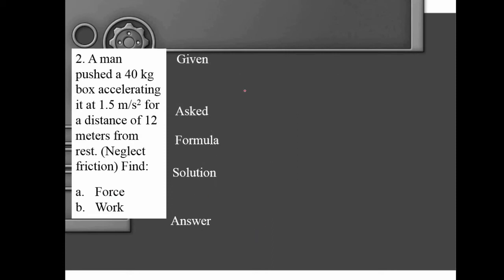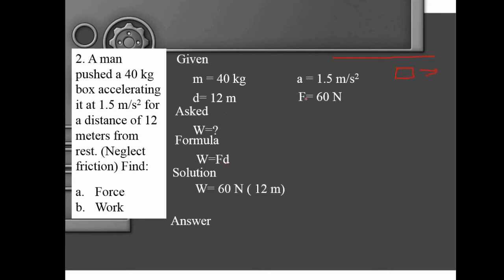Now let's go to this. It has the same given, but with an additional one from the previous problem, which is force, and we already know that's 60 Newton. Here we have work. Remember, in this problem a man pushes a 40 kilogram box, accelerating at 1.5 meters per second squared, so it's still horizontal. We have to use this formula, force times distance. We have force here and distance here. When you multiply these two numbers, you get this, and when you combine Nm, it becomes joules. I hope this one is clear. This is just a simple problem: you purely do substitution and multiply to get these numbers.